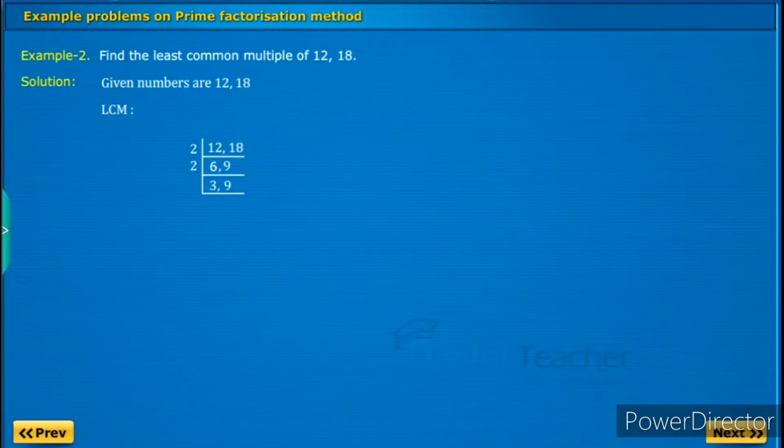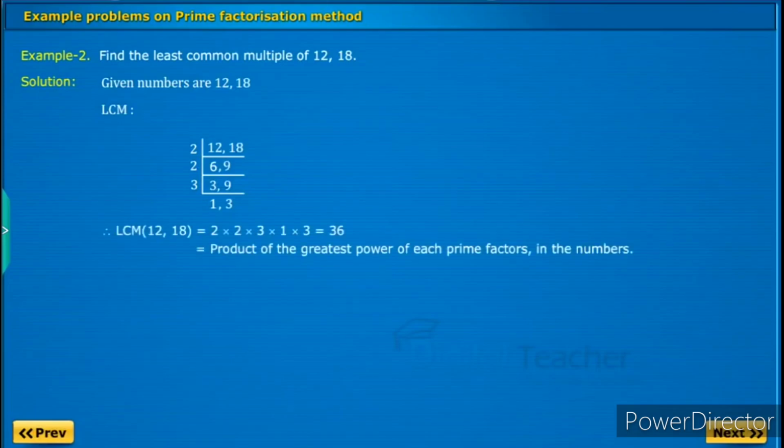At this stage, the two numbers can be expressed as factors of the least multiple 3. Now, the obtained numbers are prime in nature. They cannot be further factorized in terms of numbers other than 1 and themselves. The product of all these prime numbers is shown on screen as the least common multiple. The least common multiple of the given numbers is equal to the product of the greatest power of each prime factor in the numbers.